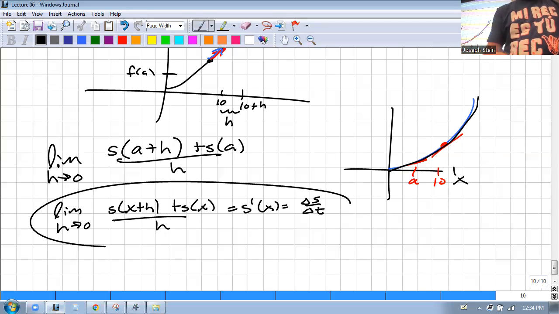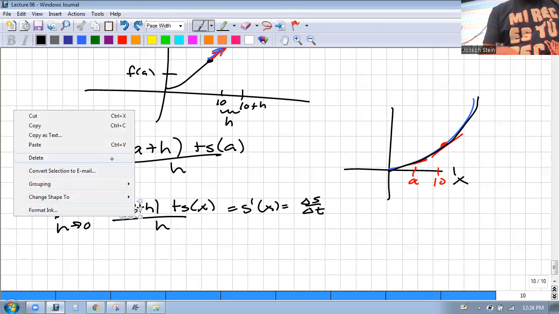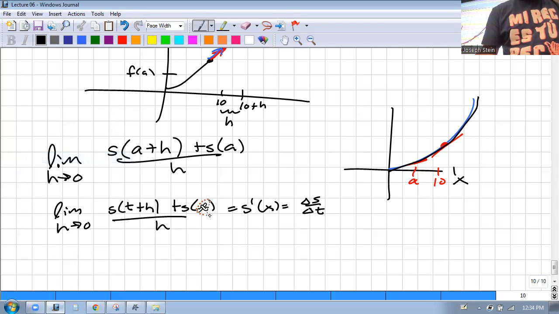So this will be the next section though. But all it is, instead of putting 10 for A, you just put X. You're going to get X. What you're going to end up with, well, they called it T. Let me call it T. I call it time. So at a given time.